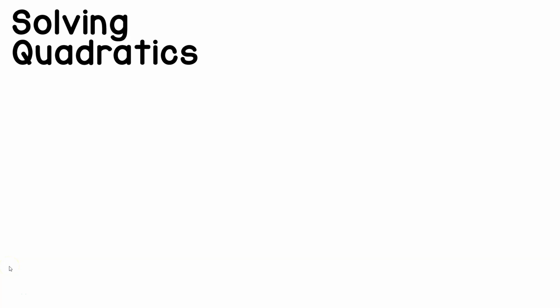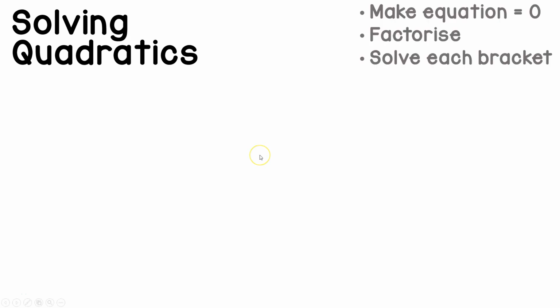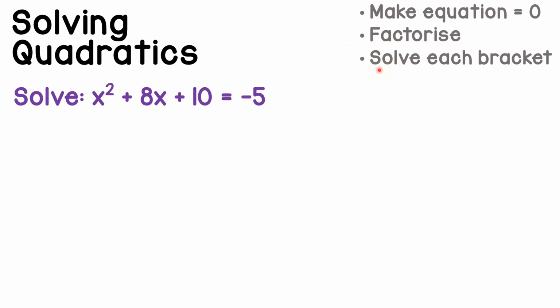So finally with quadratics we need to look at solving them. The way we do this, firstly, is by making the equation equal to 0. Then we factorize like normal, and then we're going to solve for each bracket. So here is an example.